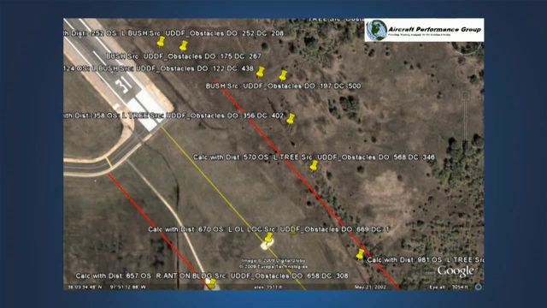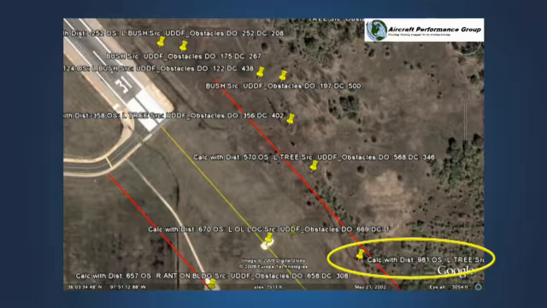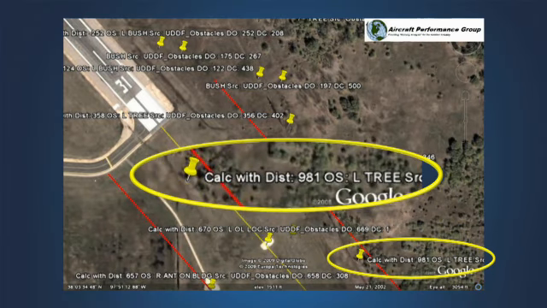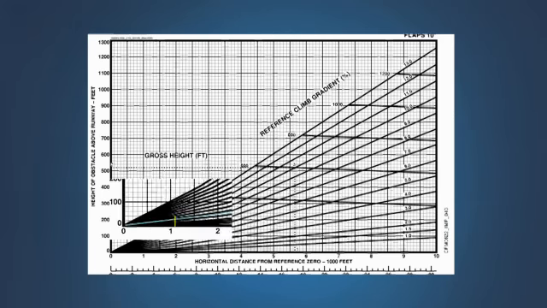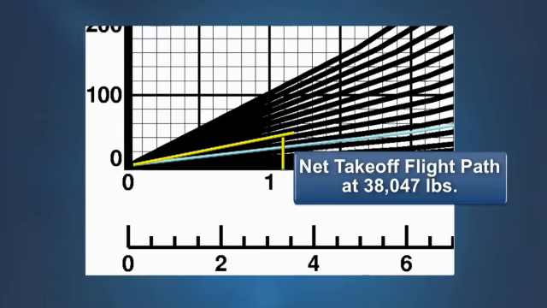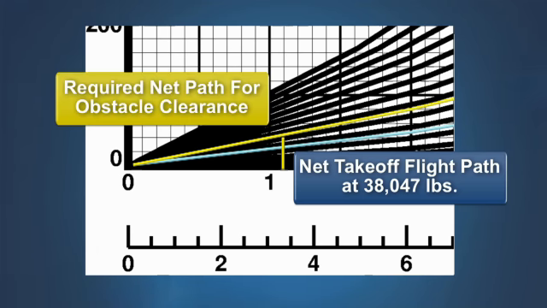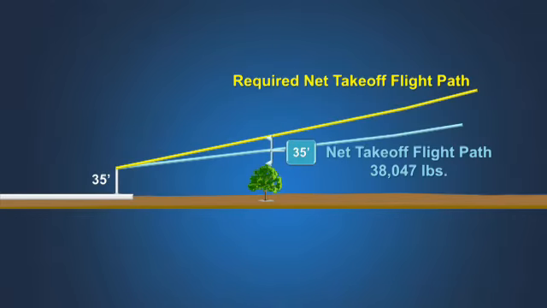While these obstacles may not be a significant factor with all engines operating, when required by the operating rules, the airplane's takeoff weight must ensure that these obstacles are cleared vertically by the prescribed amount should the engine fail during takeoff. Here's what the performance engineer would see when checking the obstacle clearance at the 38,047 pound takeoff weight computed by the FMS. The engineer would see that the net takeoff flight path does not clear the obstacle by the required 35 feet and that a steeper net takeoff flight path is required. Here is how it might look to the pilot.